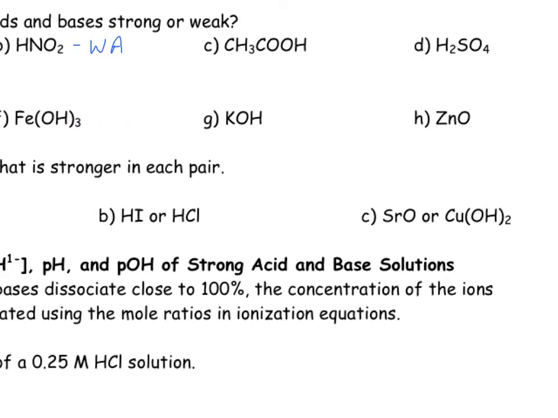Molecule number C is a weak acid. It is because it has COOH in the formula, meaning that it's a carboxylic acid. And molecule D is a strong acid following rule number 2. It's an oxyacid, and it has 2 more oxygens in the formula than the hydrogens.